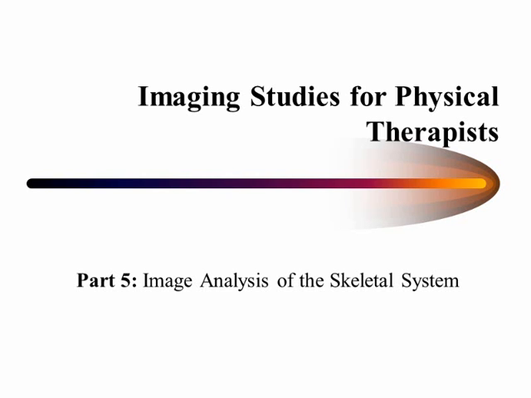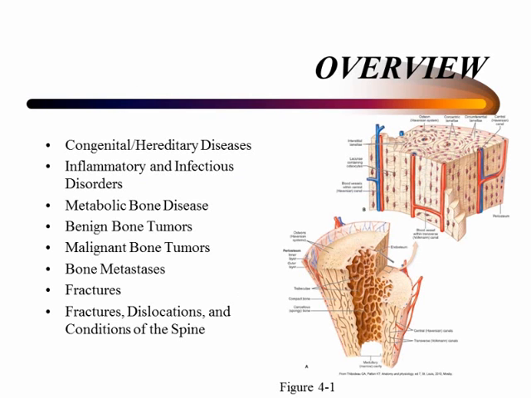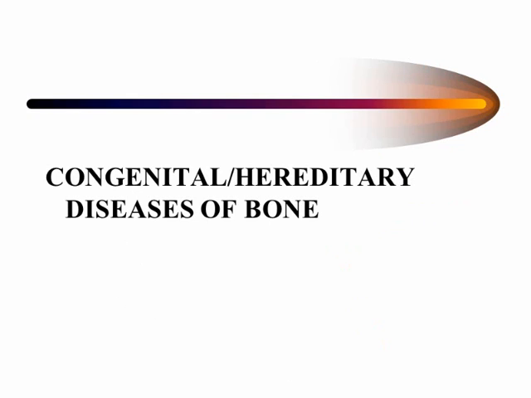Hello, this is Part 5, Image Analysis of the Skeletal System. We're going to look at various diseases, disorders, some tumors, bone metastases, fractures, and conclude with some fractures, dislocations, and conditions of the spine. We're going to begin with congenital hereditary diseases of bone.